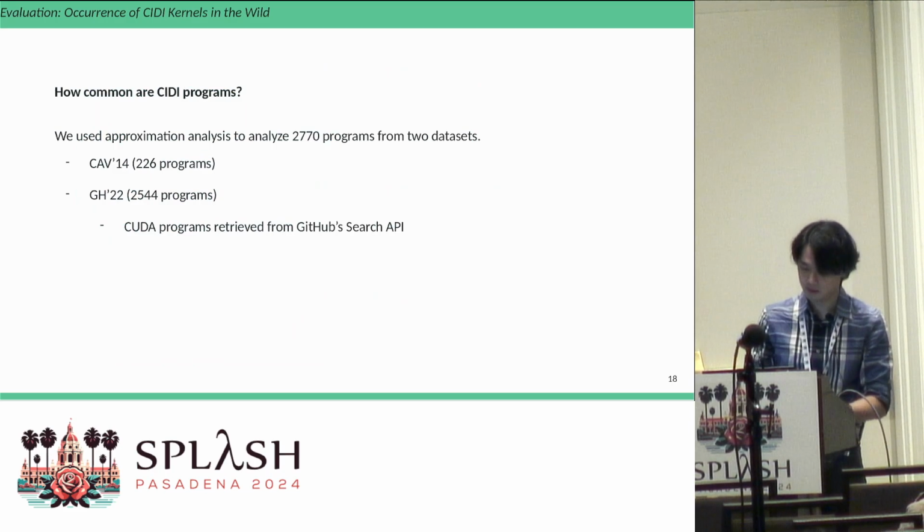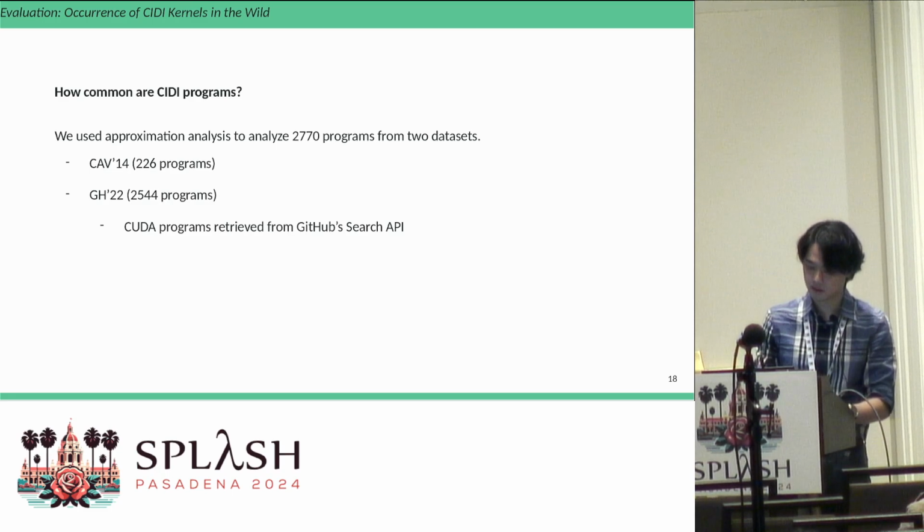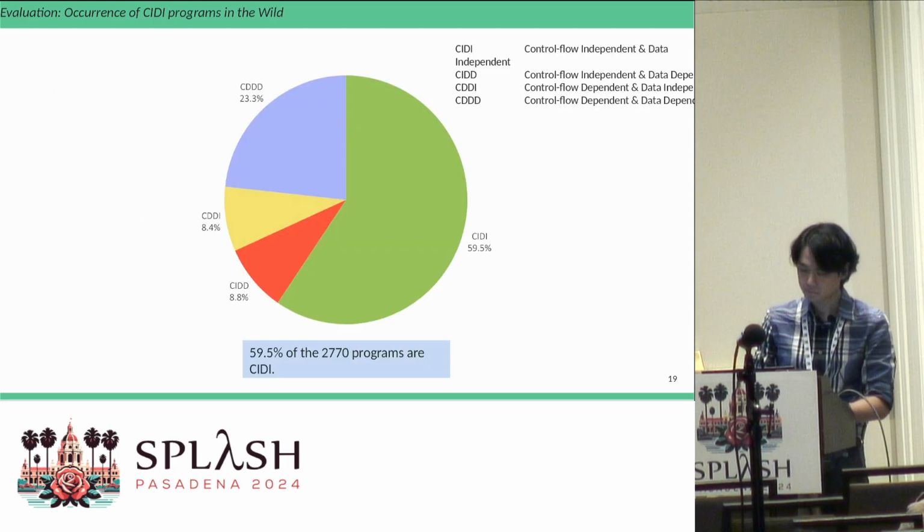So how common are CIDI programs? We had a data set of 2,700 real-world programs. We retrieved this from GitHub. We find that around 59% of real-world programs are CIDI, so our analysis is exact for these programs.